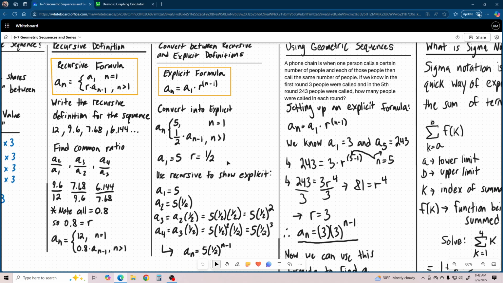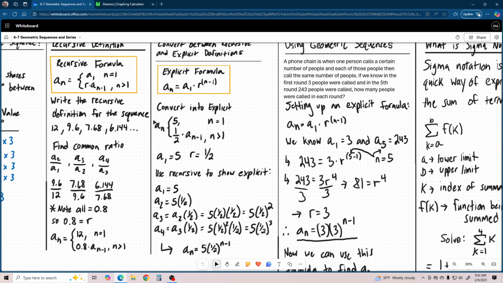That's very important. We also know that our a sub 1 is 5, because that's what we put here as our initial value. So the 5 and the 1/2, those are the big numbers that we care about from our recursive definition. In our recursive formula, we know that this is a sub 1, and we know this is r. All right, so now let's use the recursive formula.